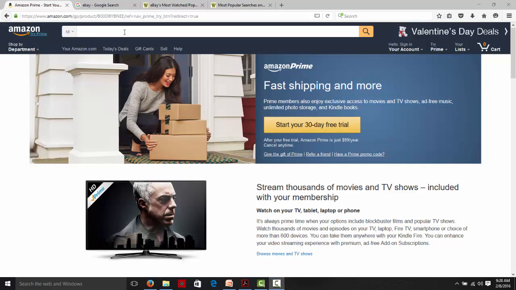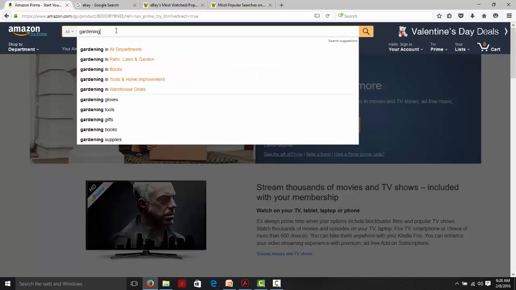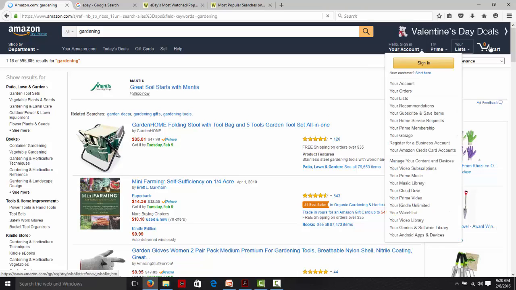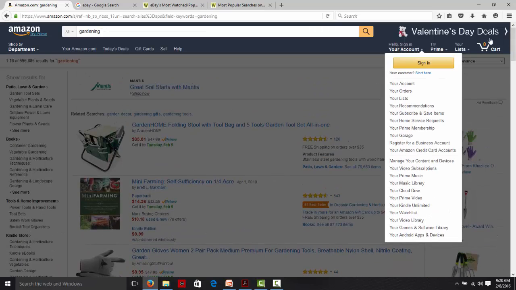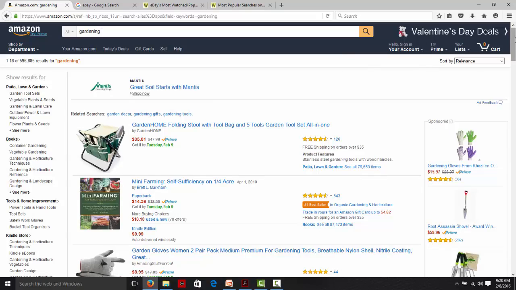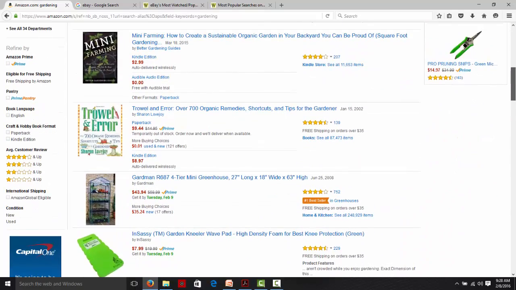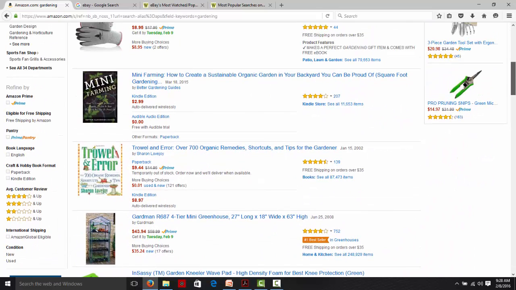For example, I'm going to dive into the gardening niche and use examples from that. So let's begin our research for the gardening niche. You just type the keyword gardening right here and see some of the examples that pop up. So you're going to get a long list of products.